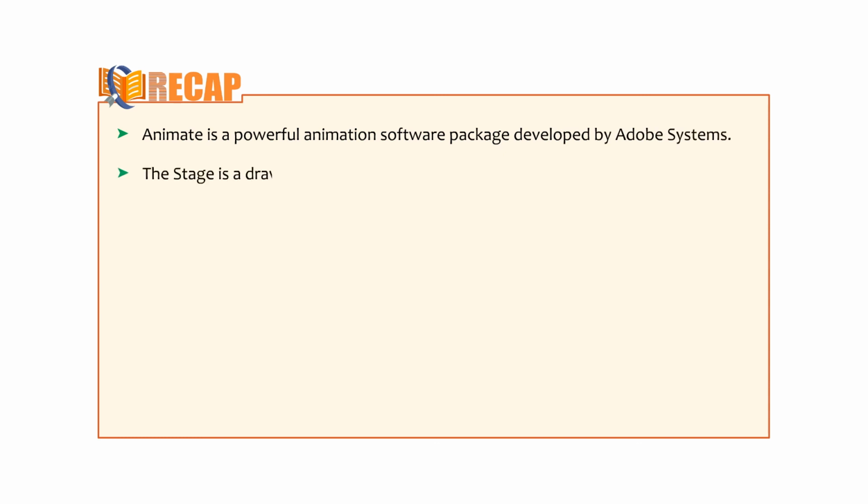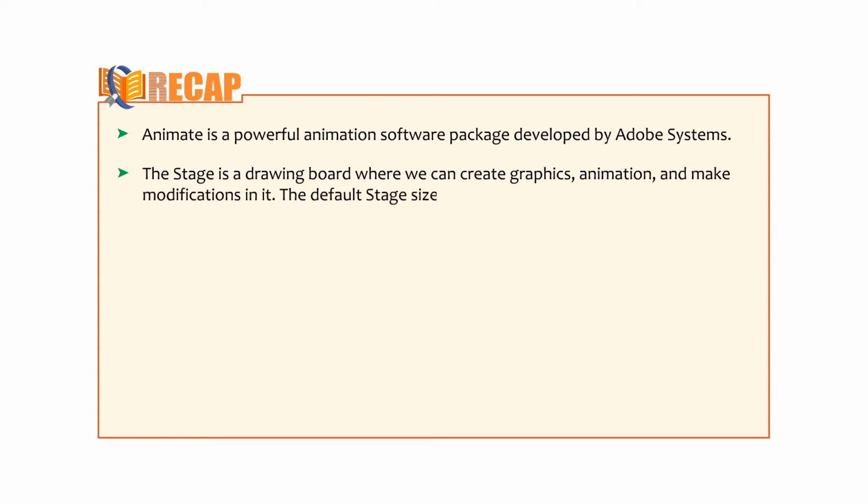Okay students, let us take a recap of this chapter. Animate is a powerful animation software package developed by Adobe Systems. The stage is a drawing board where we can create graphics, animation, and make modifications in it. The default stage size is 550 into 400 pixels.